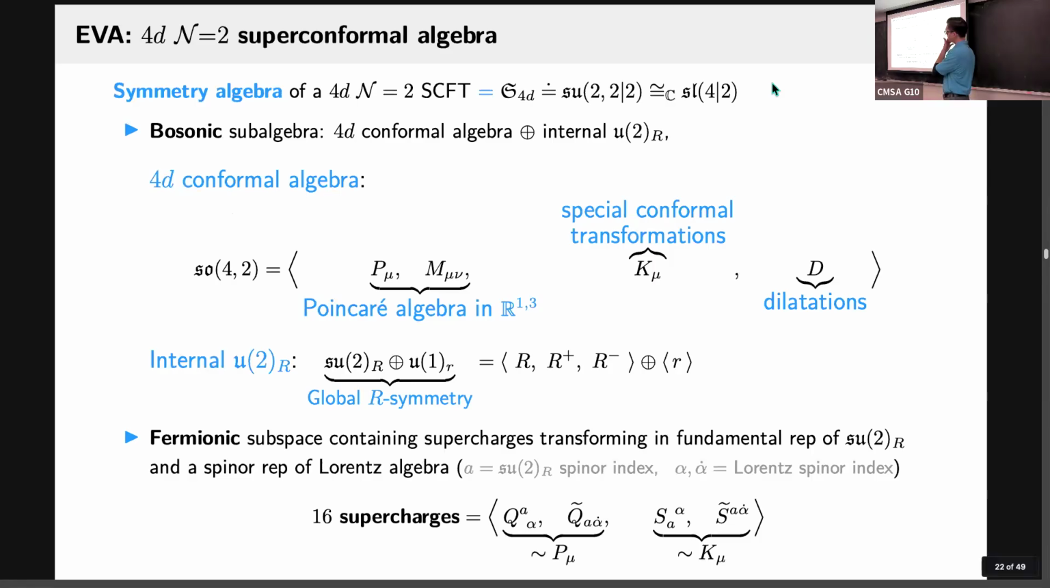Good. So just a recap here of what the symmetry algebra of these theories is. For any given 4D N=2 SCFT, the spacetime symmetry algebra is the superconformal algebra, which as a complex Lie algebra is SL(4|2). It has a bosonic subalgebra consisting of the usual 4D conformal subalgebra and an internal U(2)_R subalgebra, which we decompose into SU(2)_R and U(1)_R components. And then it also has a fermionic subspace containing supercharges that transform in both the fundamental rep of SU(2)_R and either the left or right-handed spinor rep of the Lorentz algebra. This is typically how I will denote such supercharges, but you won't be seeing these too often. In terms of commutation relations, all you need to know is that Q's and Q twiddles close on P's, and S's with S twiddles close on the special conformal transformations of the 4D conformal algebra.